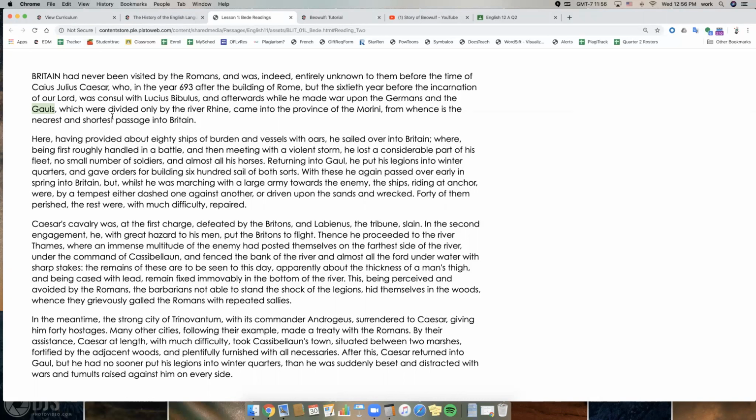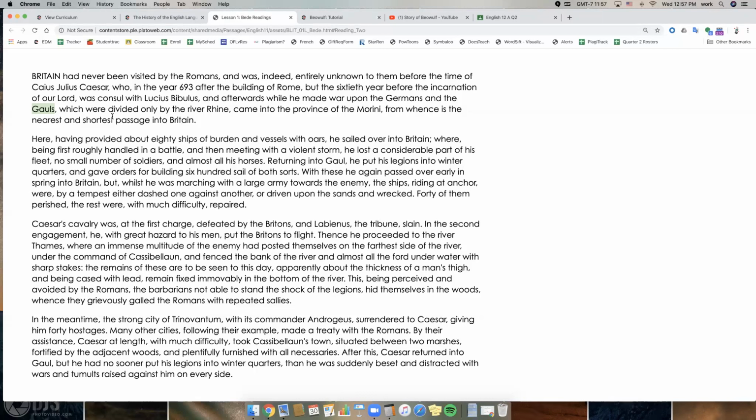Thence he proceeded to the river Thames, where an immense multitude of the enemy had posted themselves on the farthest side of the river under the command of Cassibelan, and fenced the bank of the river and almost all the ford under water with sharp stakes. The remains of these are to be seen to this day, apparently about the thickness of a man's thigh, and being cased with lead, remain fixed immovably in the bottom of the river. This being perceived and avoided by the Romans, the barbarians, not able to stand the shock of the legions, hid themselves in the woods, whence they grievously galled the Romans with repeated sallies.